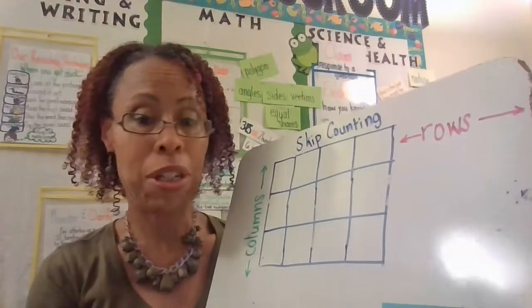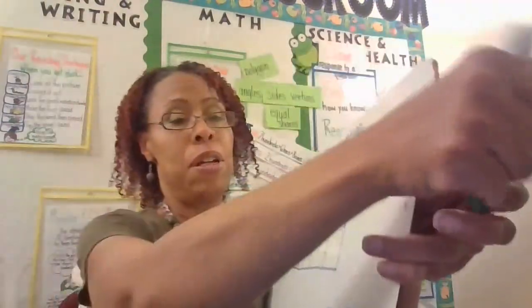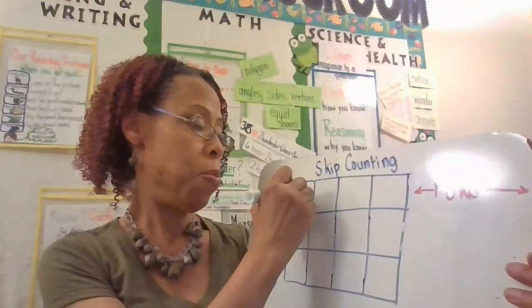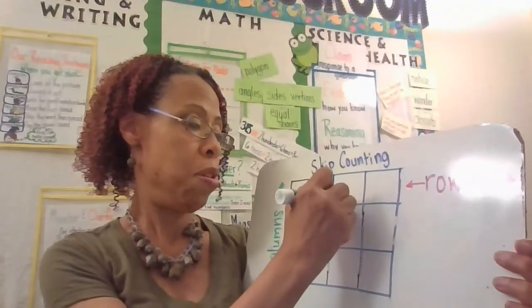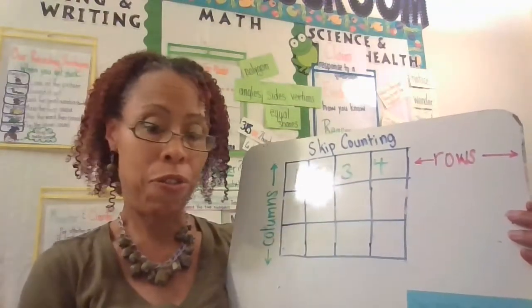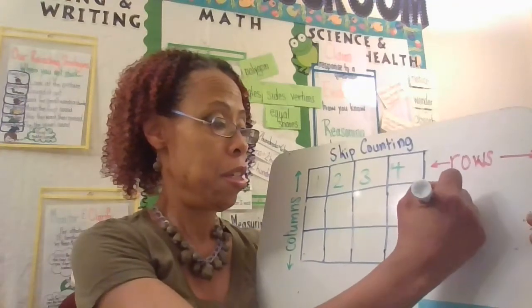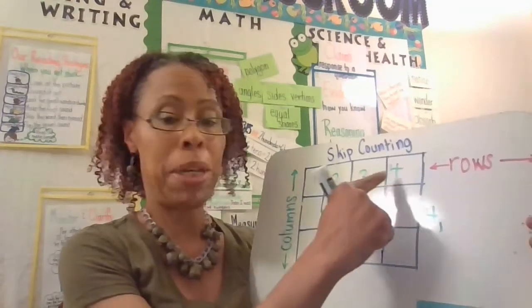All right, so first we're going to skip count by rows. Now, how many are in each row? 1, 2, 3, 4 in each row. Each one is going to have 4. So let's skip count by 4s, or skip count by rows.